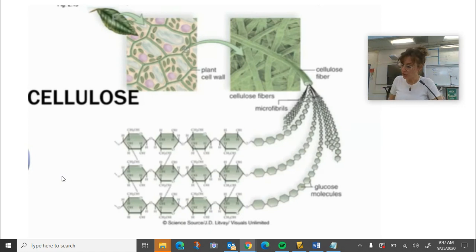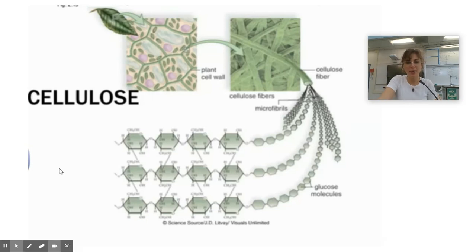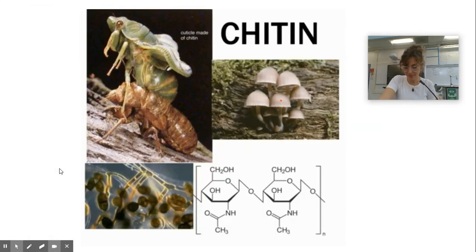Okay, so in your notes, it says that cellulose builds plant cell walls, and this is really critical. It is the most abundant molecule on Earth. Most abundant molecule on Earth. That is cellulose. Okay? So let's now move on to chitin.